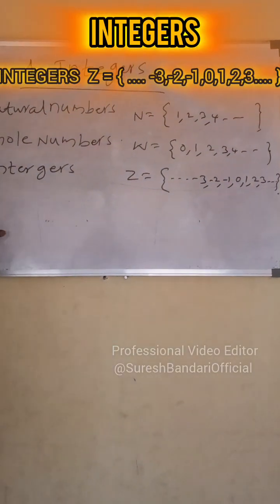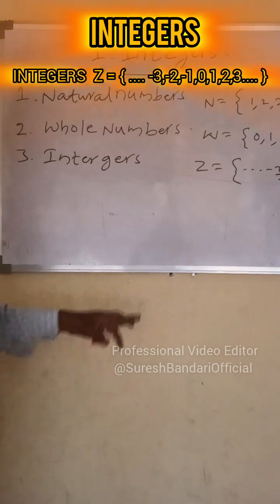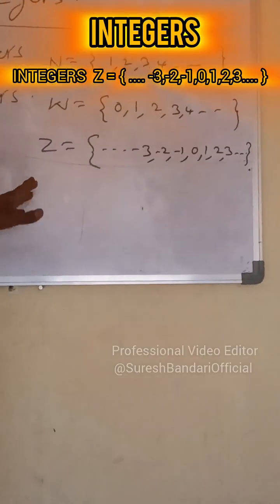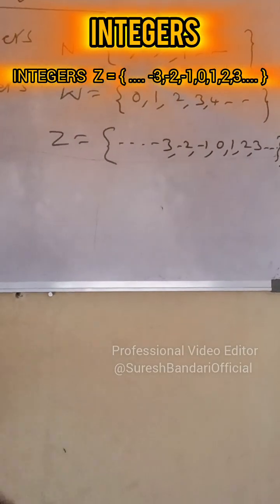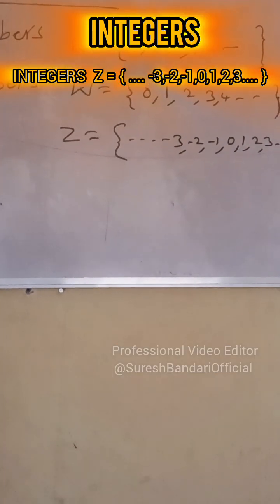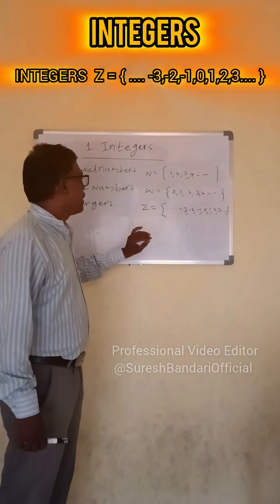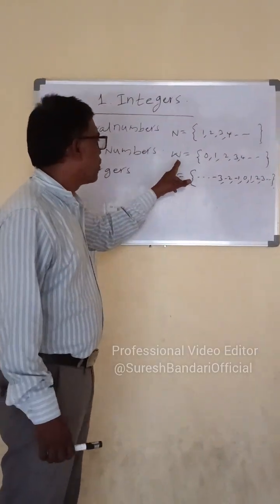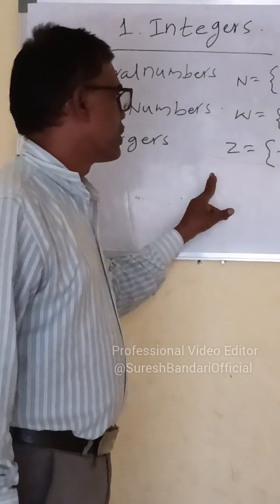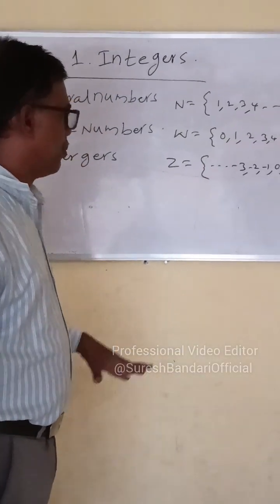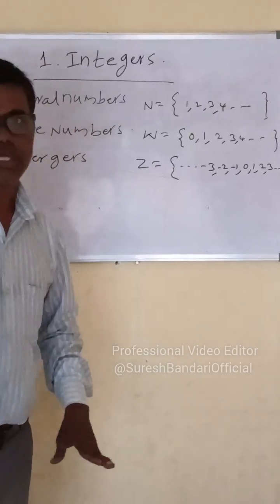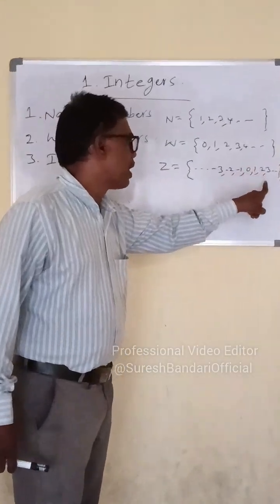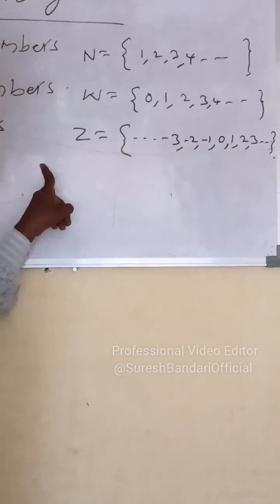Okay. So next, integers. Integers means what? Here, all natural numbers and whole numbers, including other numbers. What are those numbers? Natural numbers with 0 added are called whole numbers. Whole numbers with negative numbers added: so all negative numbers, all positive numbers including 0 are called integers.